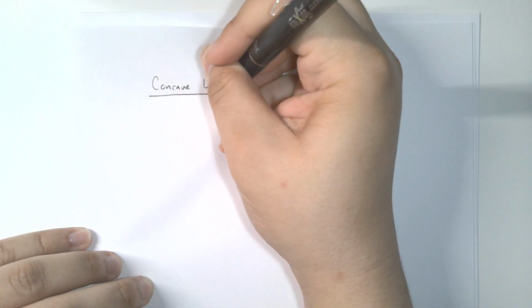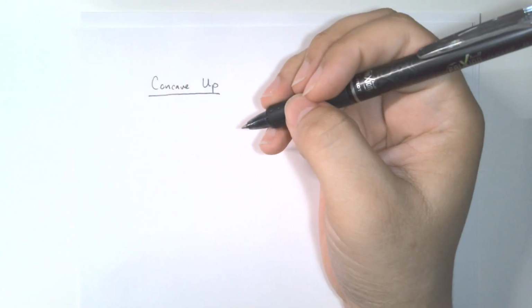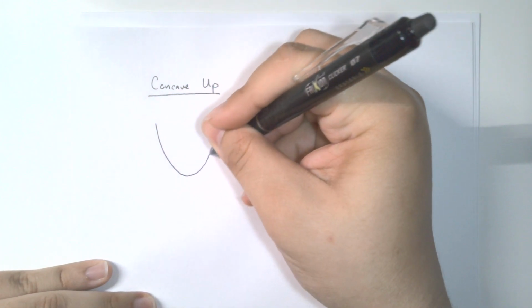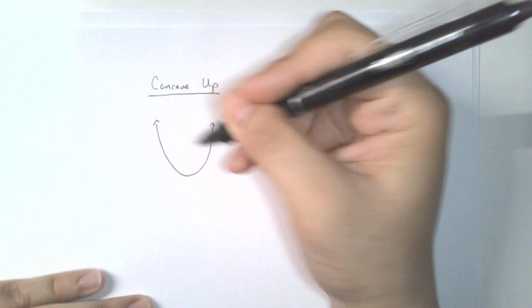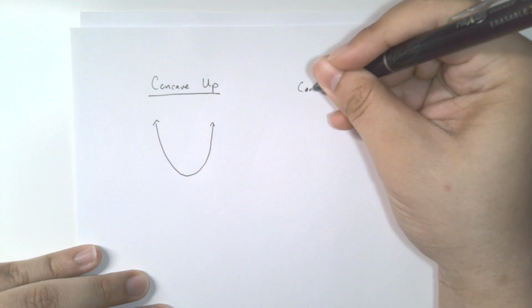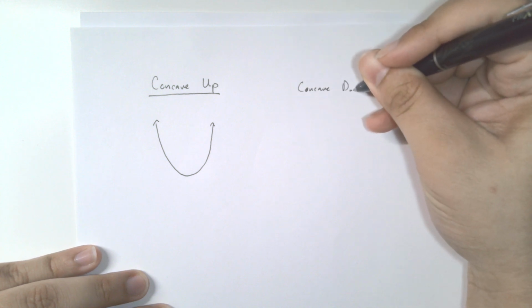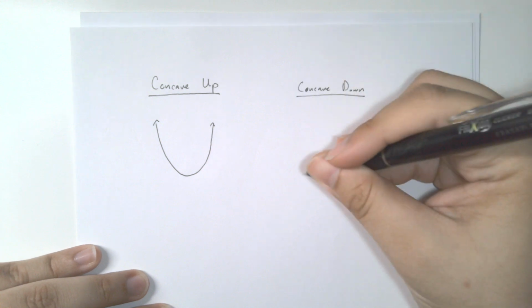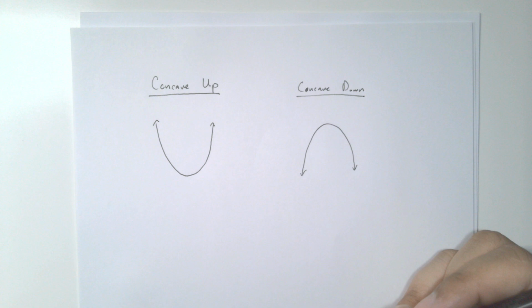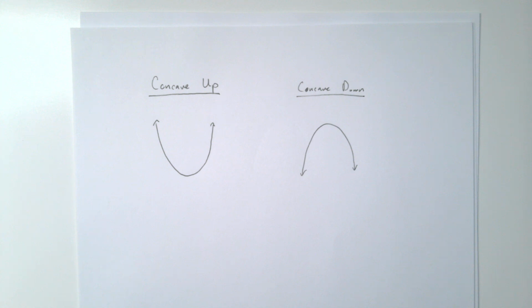So, concave up is when any open interval on our graph is shaped like this. And we have concave down when it is shaped like this. So intuitively, that's just what our graph looks like when it's concave up or concave down. And our graphs can be a combination of those shapes.